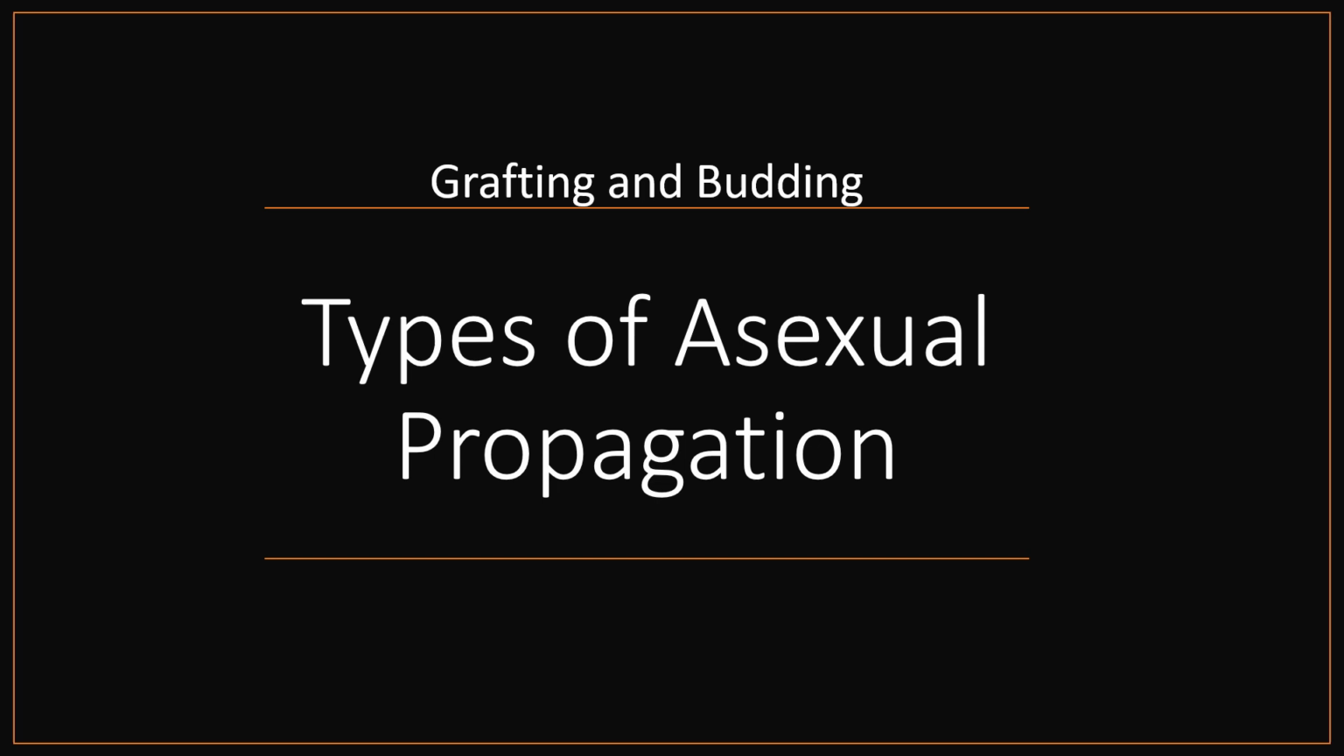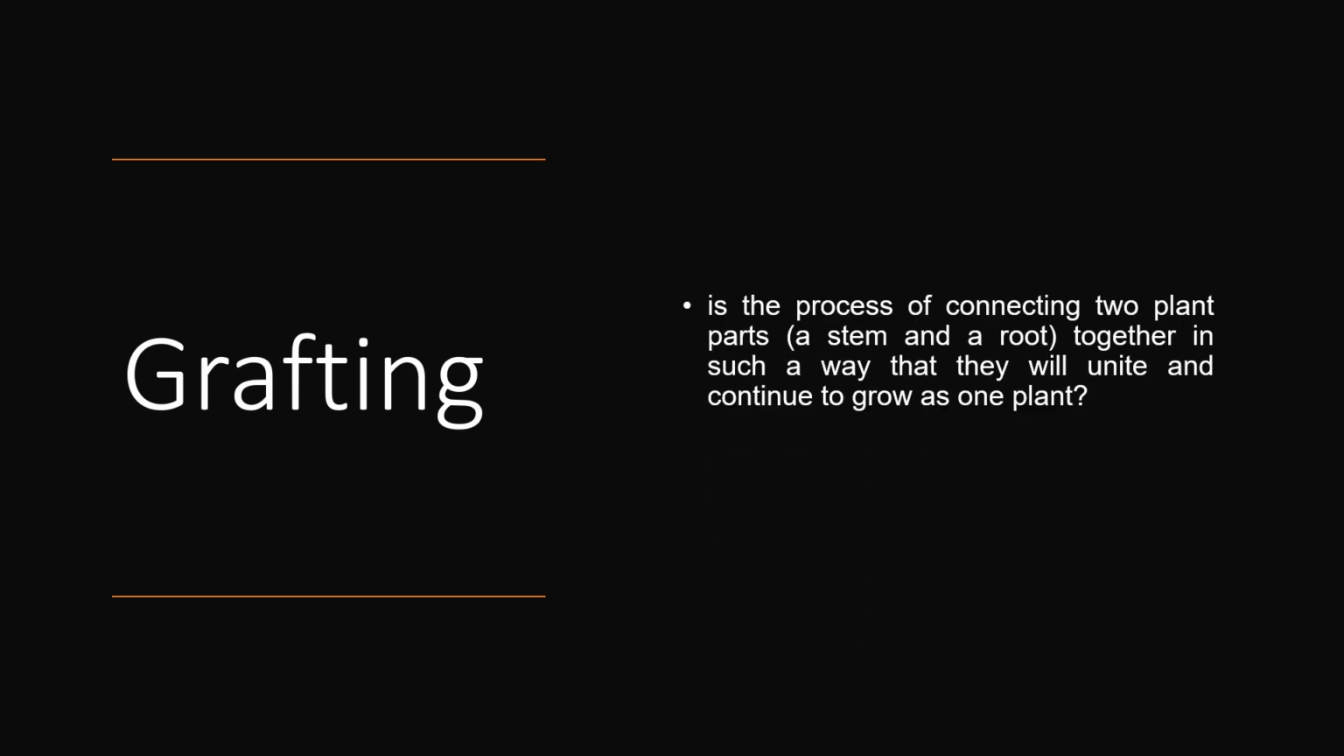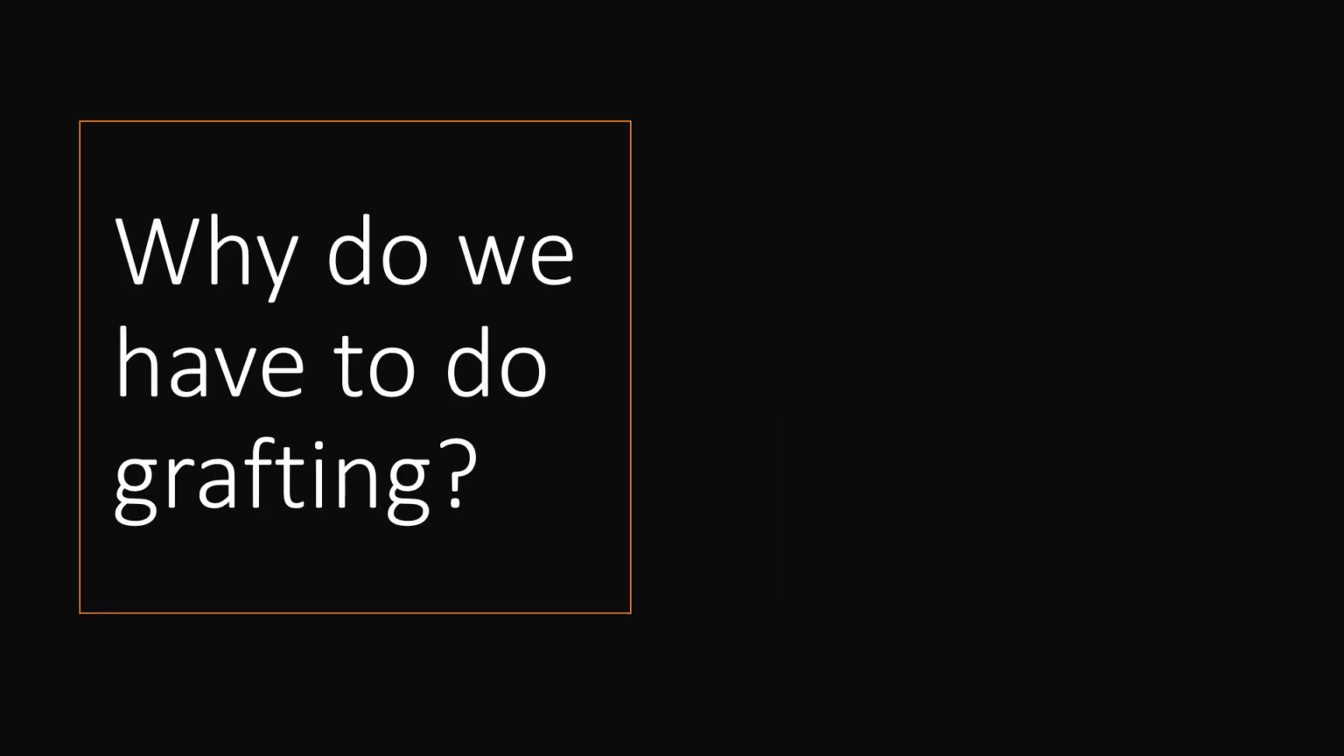So grafting and budding are types of asexual propagation. So what is grafting? Grafting is the process of connecting two plant parts, a stem and a root, together in such a way that they will unite and continue to grow as one plant.